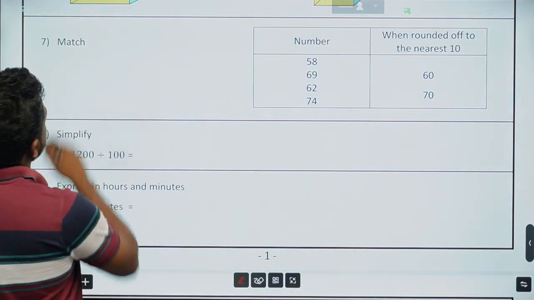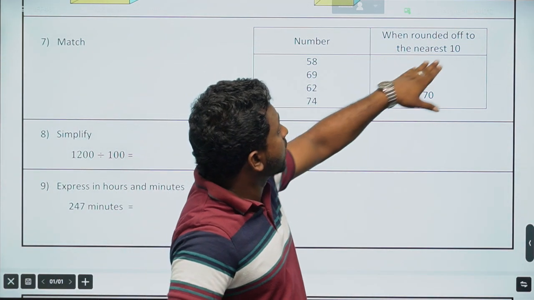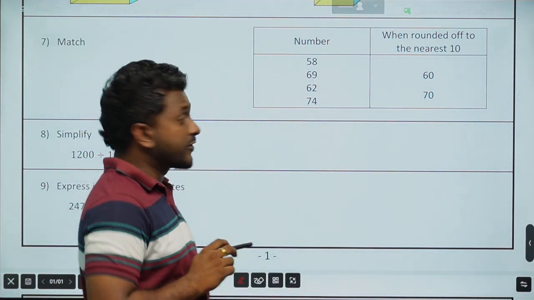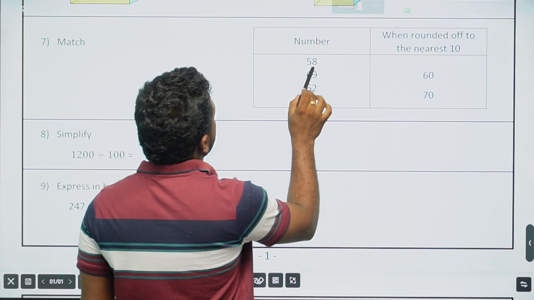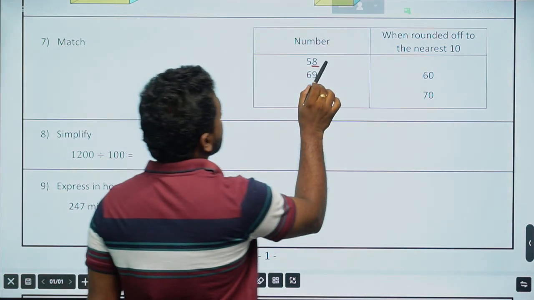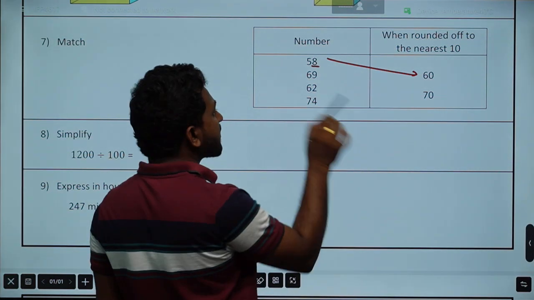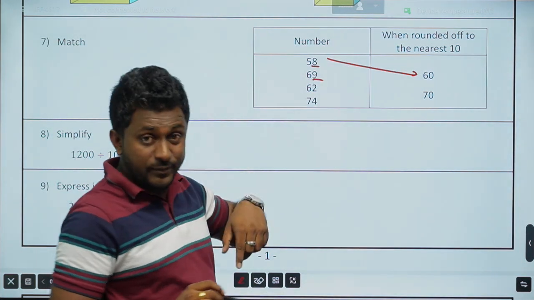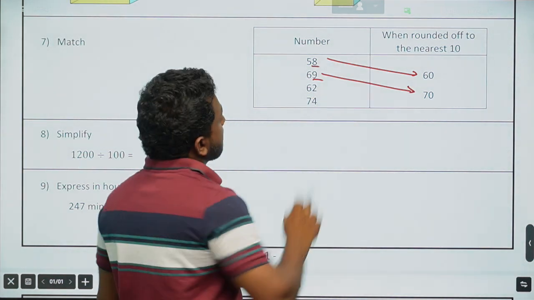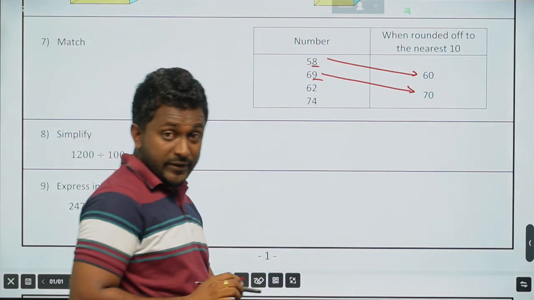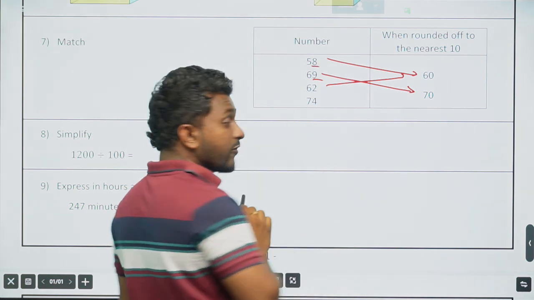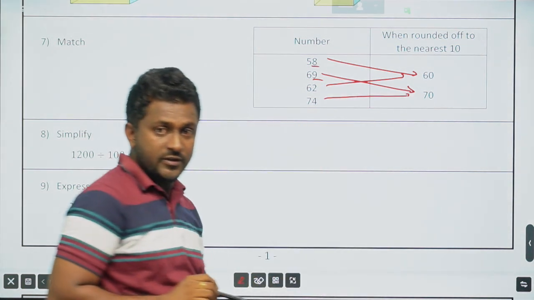Question number 7. Match. Number is given when rounded off to the nearest 10. So 58. When we round off 58 to the nearest multiple of 10, we have to consider the last digit, no? 58. 8 is larger than 5. So that means we have to round off that to the 60. Then 69. 9 is in the ones place. 9 also larger than 5. So that should go to 70. 62. 2 is in the ones place. So 62, when we round off to the nearest multiple of 10, that should go to 60. And 74 should go to 70, right?